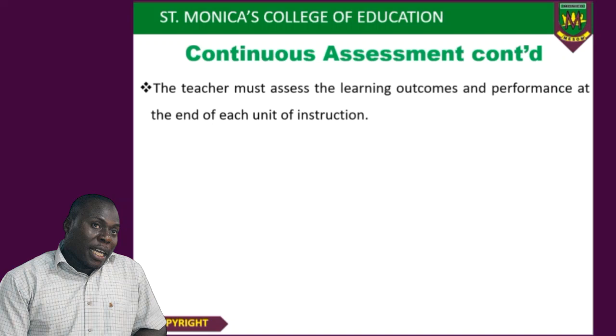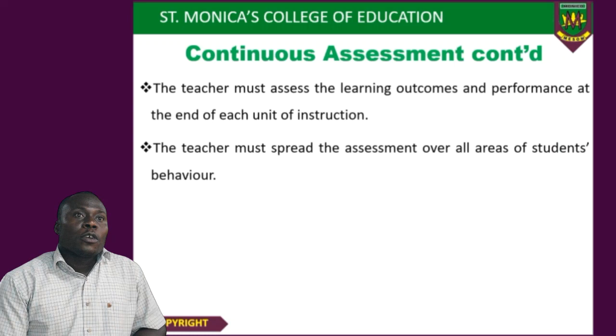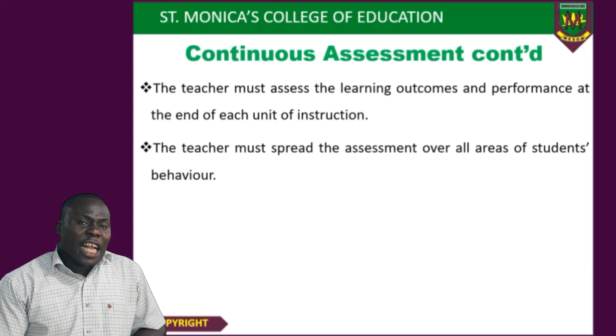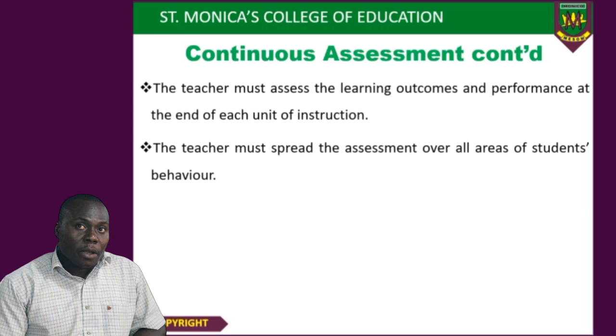The next one is, the teacher must spread the assessment over all areas of students' behavior. I indicated this earlier, that under the educational domains, we have cognitive, we have affective, and we have psychomotor. The cognitive seeks to measure the knowledge level of students. The affective seeks to measure the attitude or the social aspect of students. And the psychomotor seeks to measure the skills.